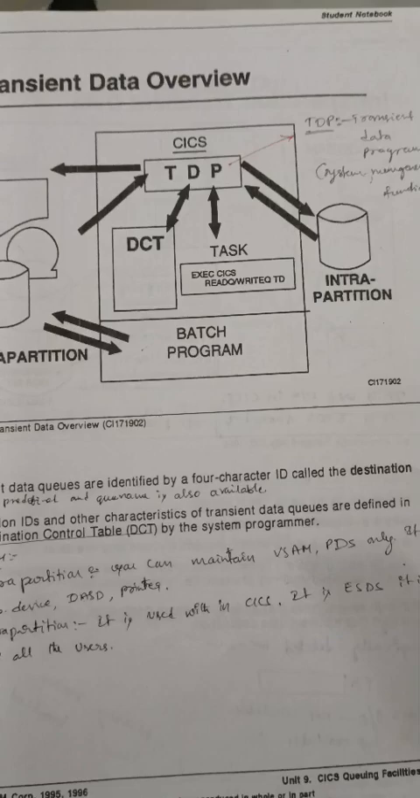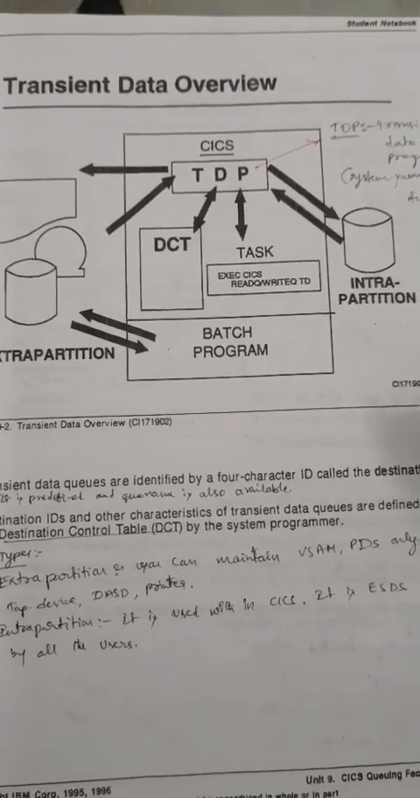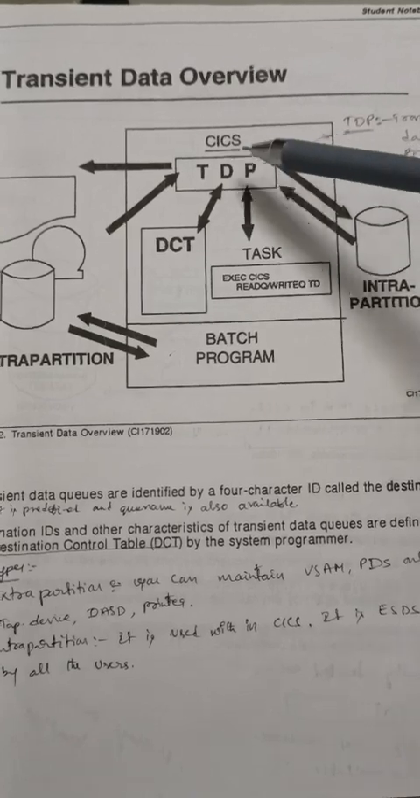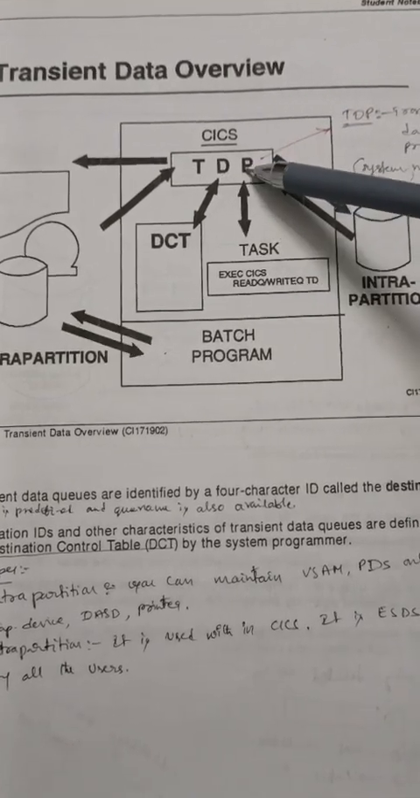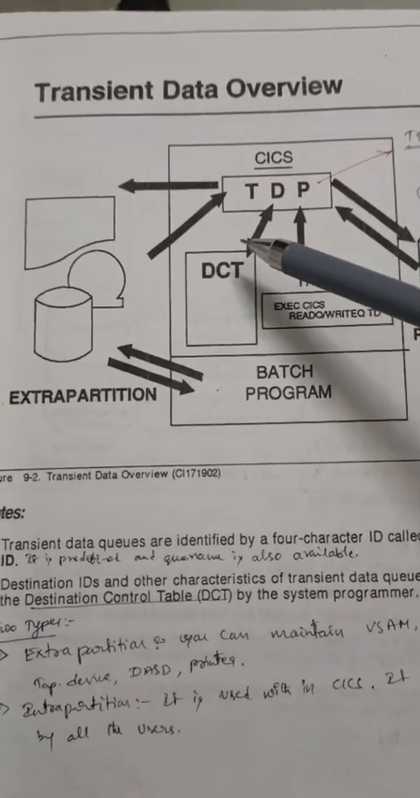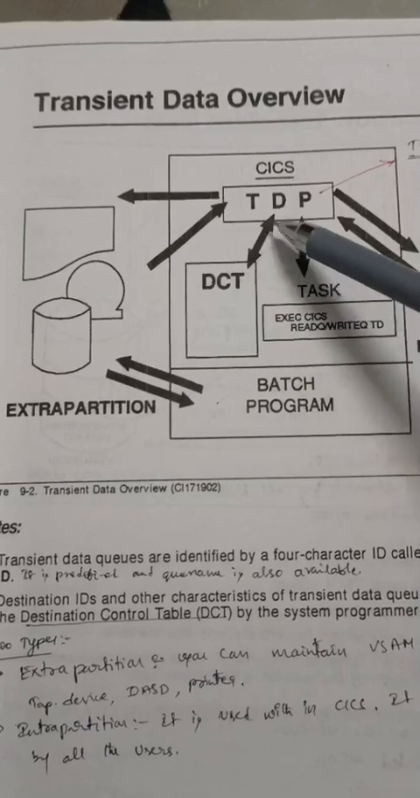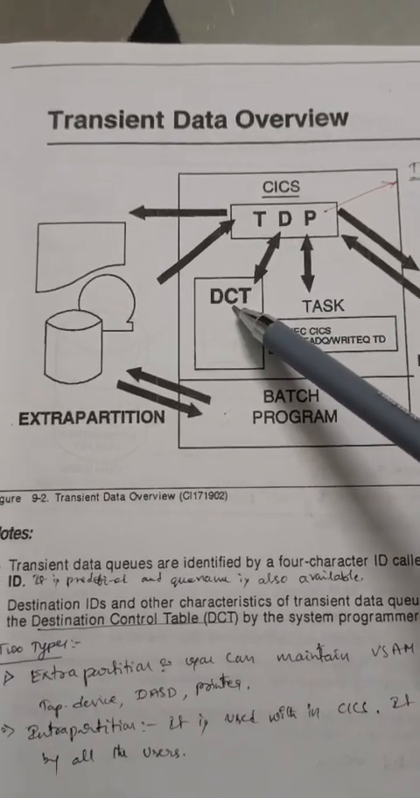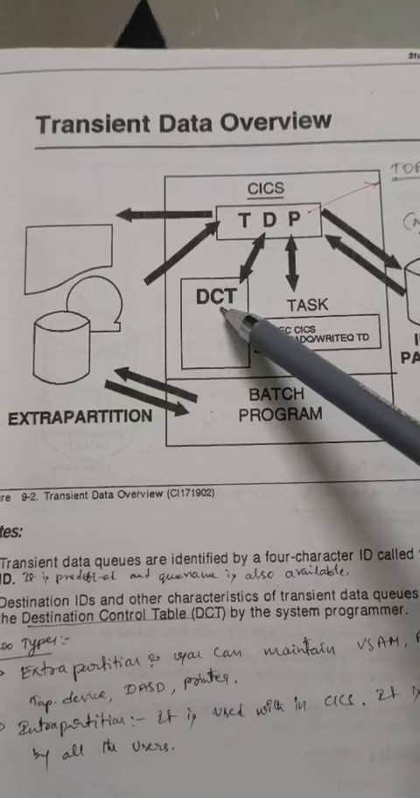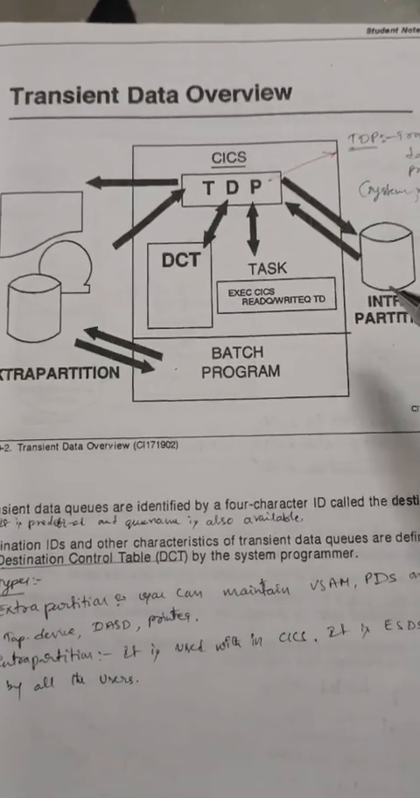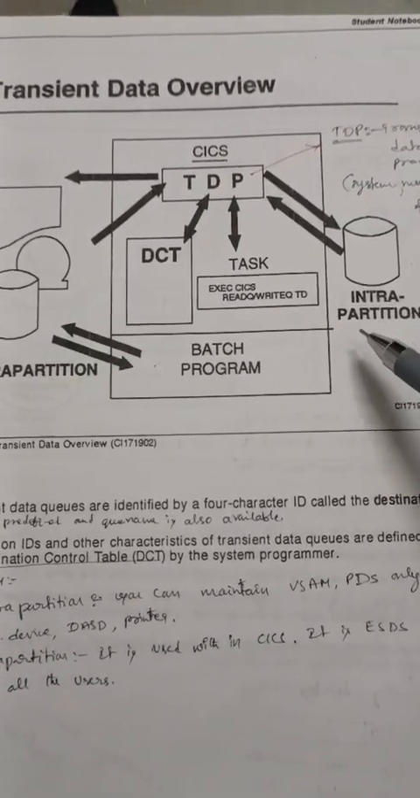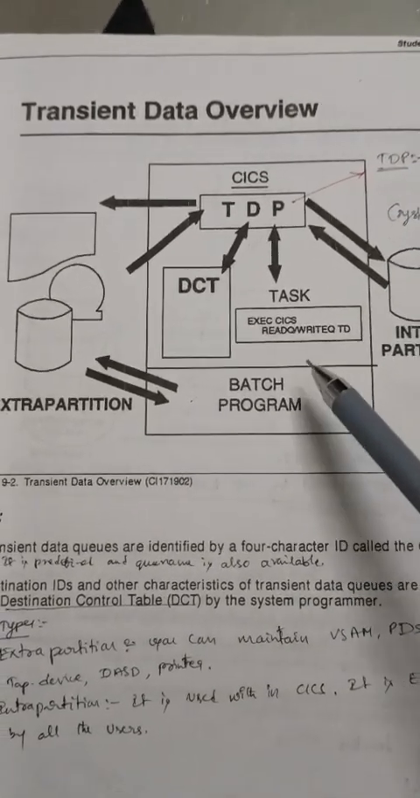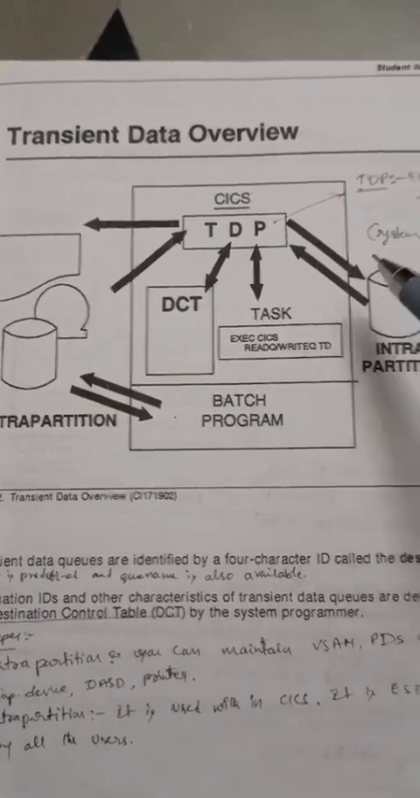Let's look at the transient data queue overview, this is the overview of the TD queue. Here the transient data program is there, and in this TDP program, any program registered as a TDP has been registered in the DCT table. The transient data destination ID should be registered in the DCT table. And there are two types of transient data: one is intra partition, and the other is extra partition.